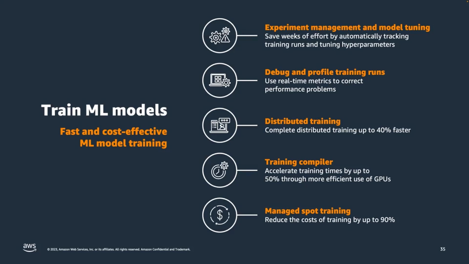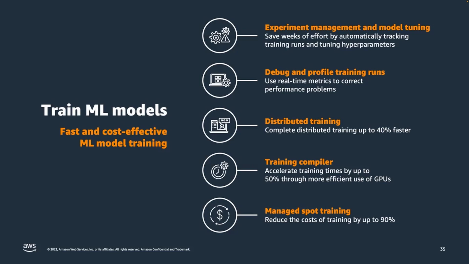SageMaker also offers the highest performing ML compute infrastructure, including P4D instances, which provide up to 60% lower cost to train ML models compared to the previous generation instances. SageMaker automatically scales infrastructure up and down based on your training job requirements, from 1 GPU to thousands, or from terabytes to petabytes of storage. So you don't need to worry about managing infrastructure, and you only pay for what you use, so you can better manage your training costs.